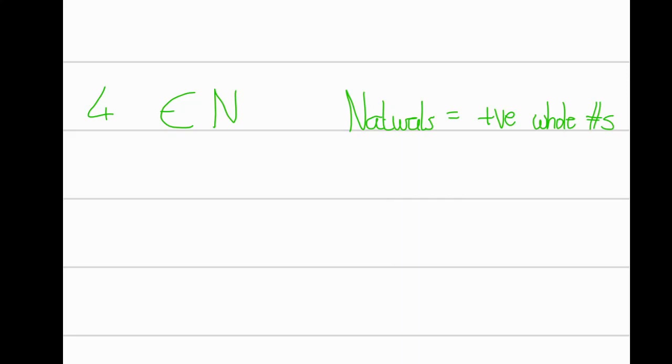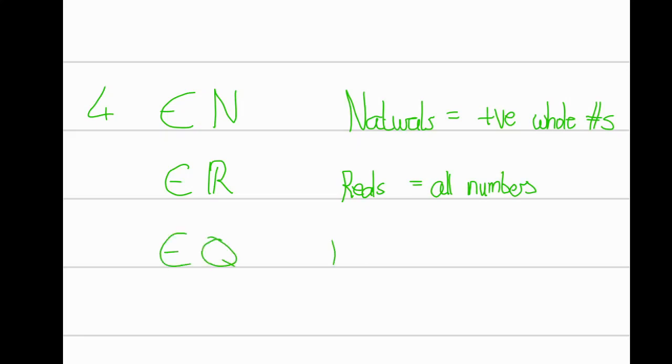You may also be told that it's an element of the reals. Now the reals, all numbers possible. So every number you can possibly think of is a real number. You might be told that it's an element of Q. Now Q is the rational numbers.